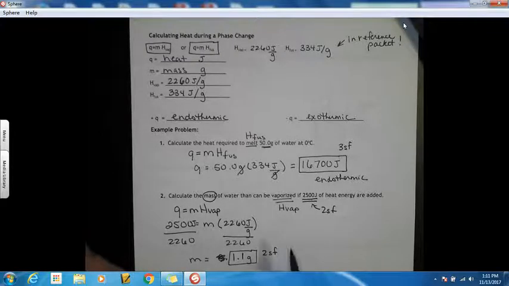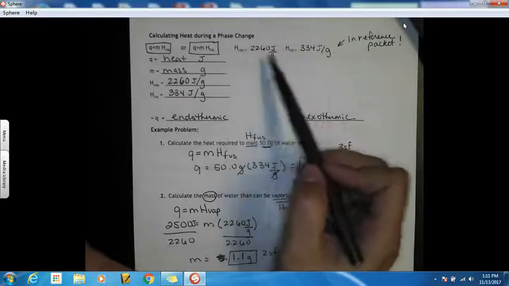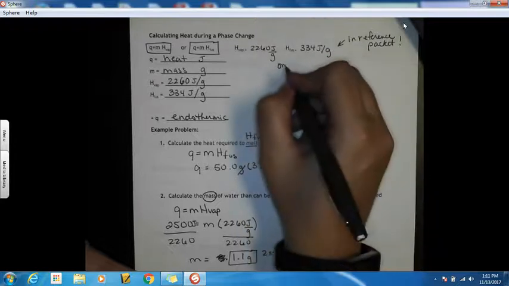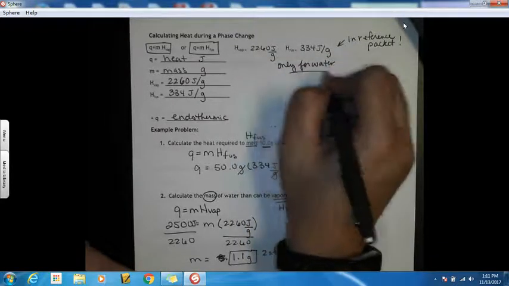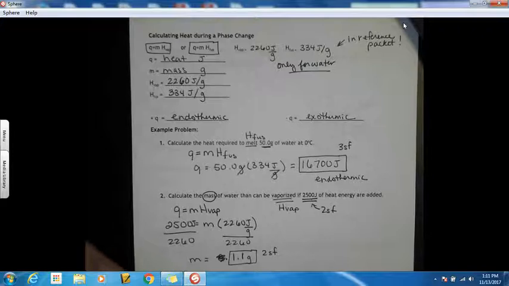All right, so again, these are our values, heat of vaporization, heat of fusion. Of course, these are only for water. In this class, we will use only water, because that's the one they give us in our reference packet. But if we were given others, they would have different values for different substances.